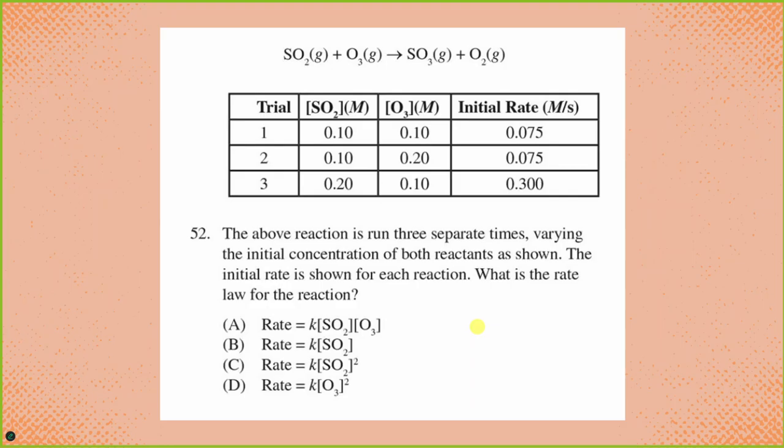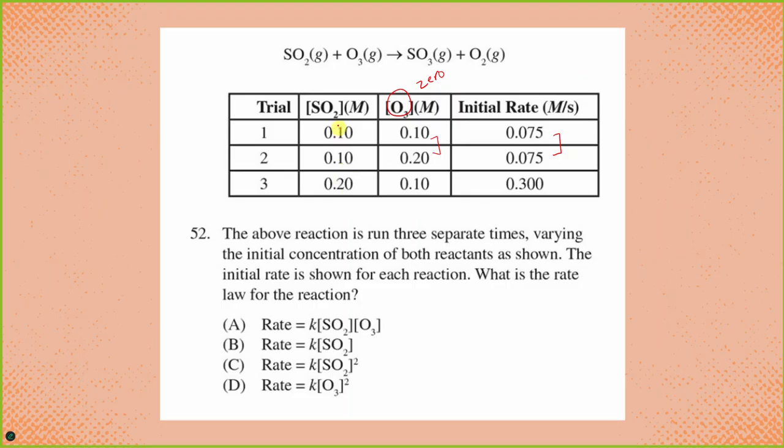All right. The above reaction is run 3 separate times, varying initial concentrations. The initial rate is shown for each. What is the rate law? All right, so this is just pick the experiments kind of deal. And on a multiple choice question, you don't have to show your work, so you could just do it really fast. So here it's doubling and staying the same. So doubling for O3 and staying the same. So the O3 is going to be 0 order.